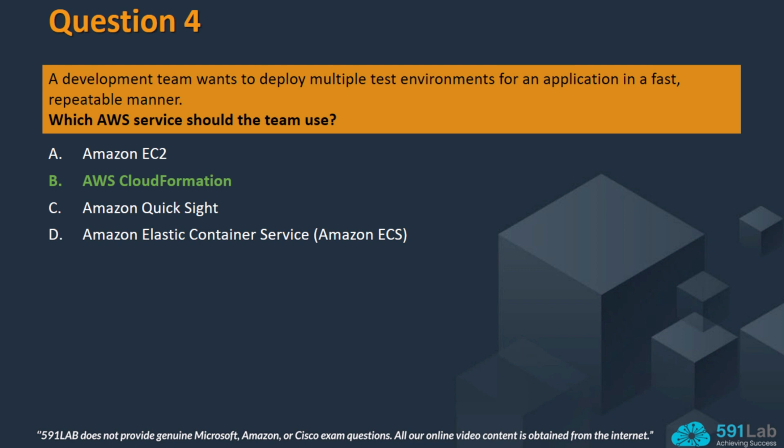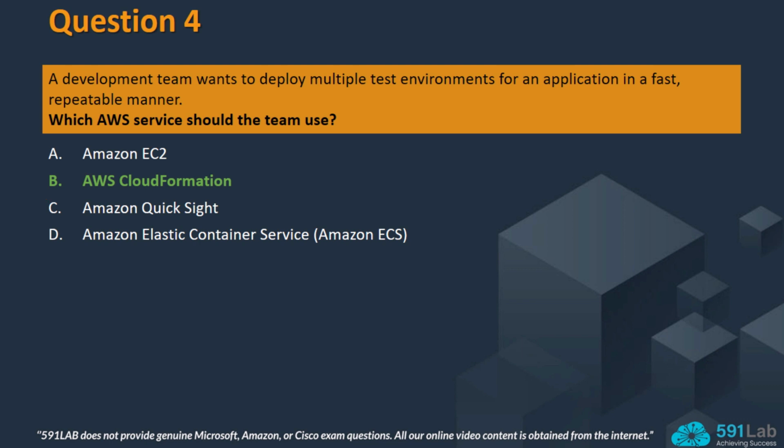Option C, Amazon QuickSight. Amazon QuickSight is a business analytics service, and it is not designed for deploying or managing test environments. It focuses on providing business intelligence and data visualization capabilities. So this one is also an incorrect answer.